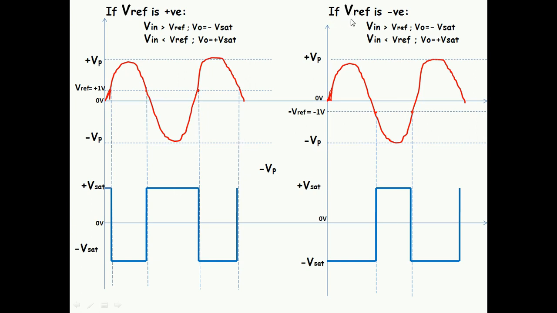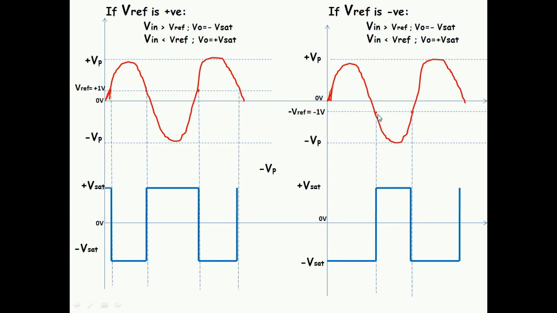Now referring to case 2, that is considering V reference as negative. Here you can see Vin, till this point, is greater than minus 1 volt, but Vin is connected to the negative terminal, so the output is inverted. So the output voltage is minus V saturation. Remember, I repeat, when Vin is greater than V reference, the output is inverted. So the output voltage is minus V saturation till it becomes equal to V reference, minus 1 volt.